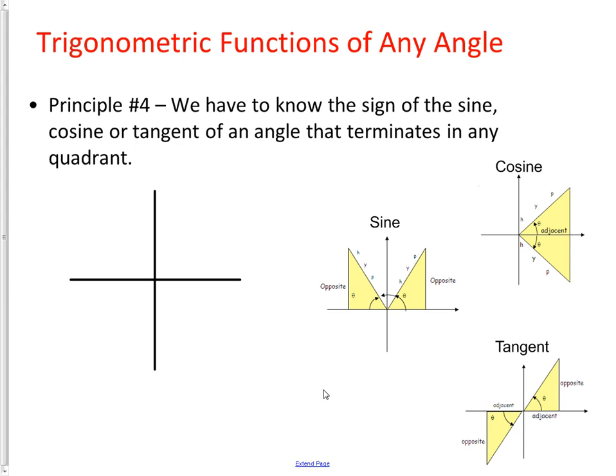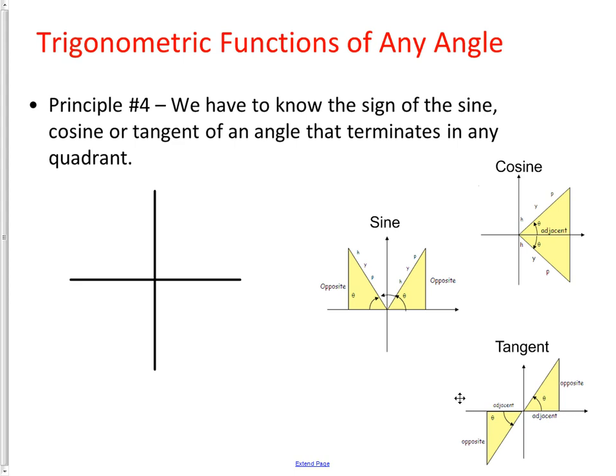Okay, the last principle we're going to need if we're going to find the sine, cosine, tangent, secant, cosecant, or cotangent of any angle in the plane is that we have to know the sign of the sine, cosine, or tangent of any angle, depending on where it ends in the plane. So we can outline a couple of quick things right here.